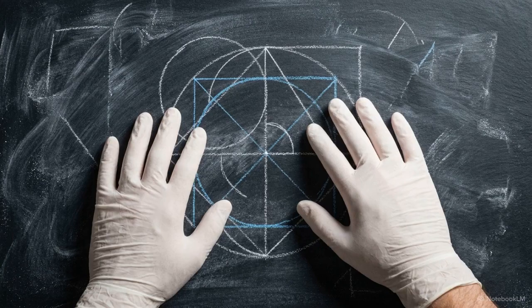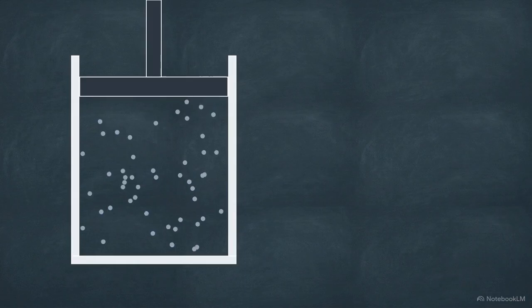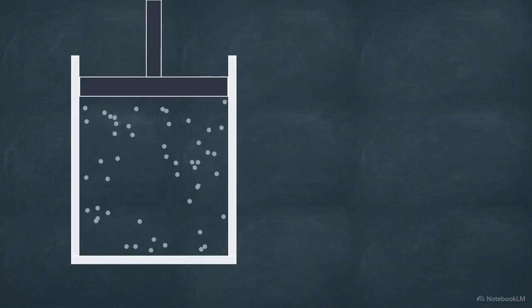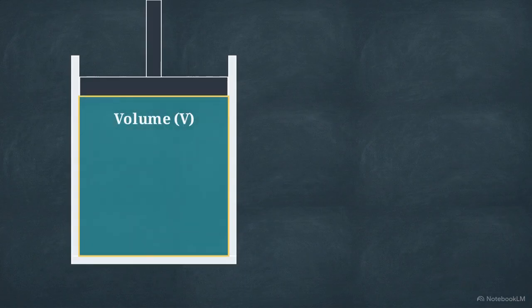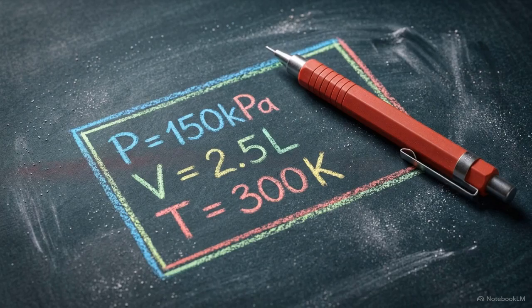Thermodynamics bypasses this complexity by shifting the frame of reference. Instead of tracking the swarm, engineers look at the aggregate behavior of the entire system. This macroscopic approach relies on statistical averages. We consolidate those billions of random collisions into three measurable properties: pressure, volume, and temperature. This abstraction is what allows us to treat thermal energy as a predictable engineering variable.